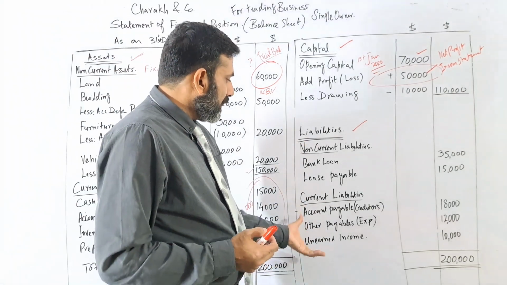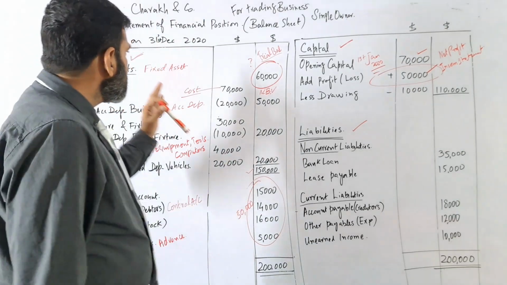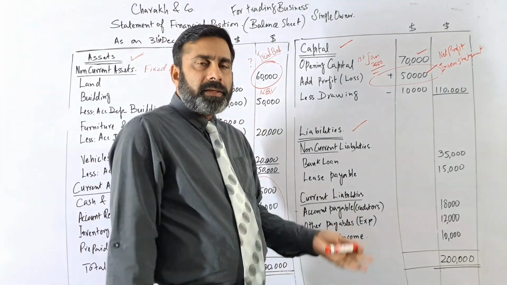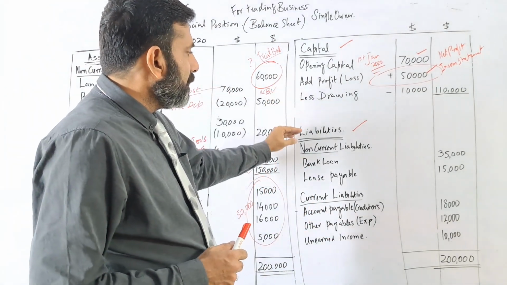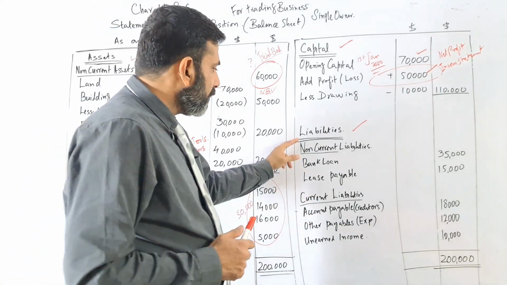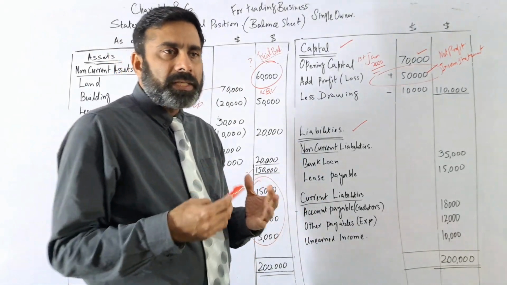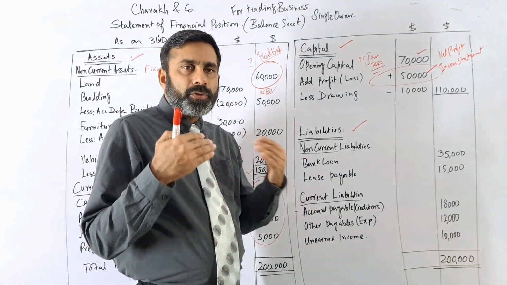The next thing that we have is the concept of the liability. Just like assets, where we have non-current assets and current assets, or fixed assets and current assets, in the same way we have liabilities. We have two different types of liabilities. What is a liability? Any amount that the business has to pay is a liability. The business is liable to pay.